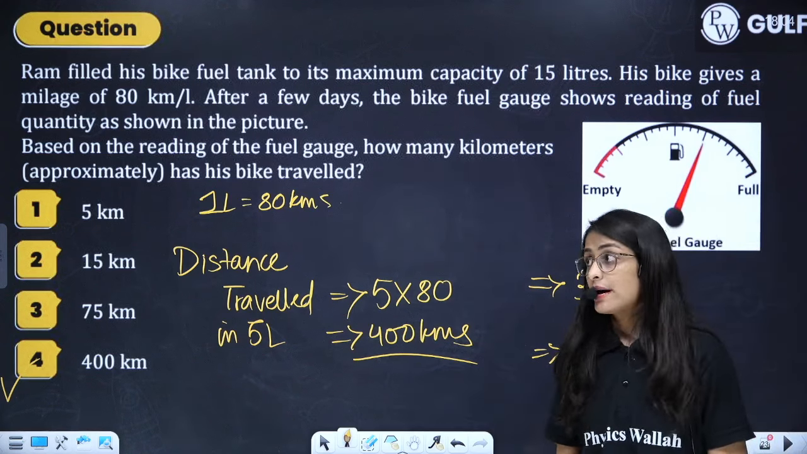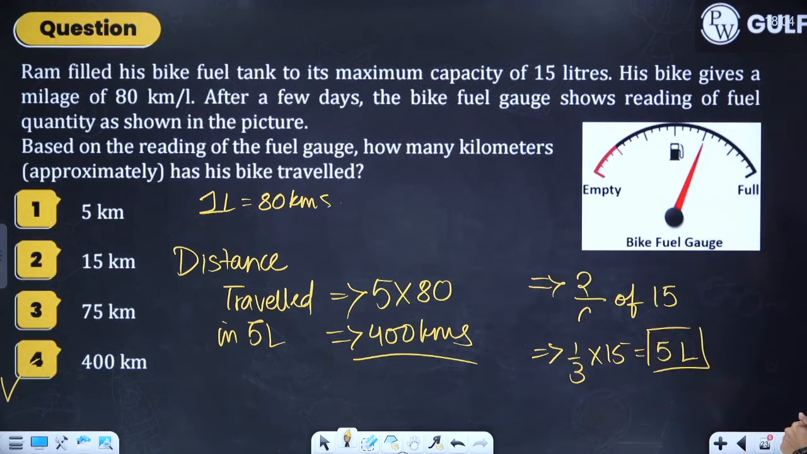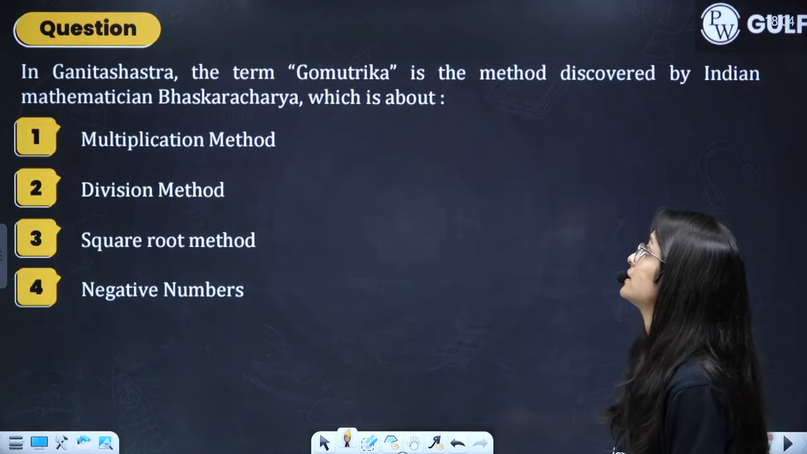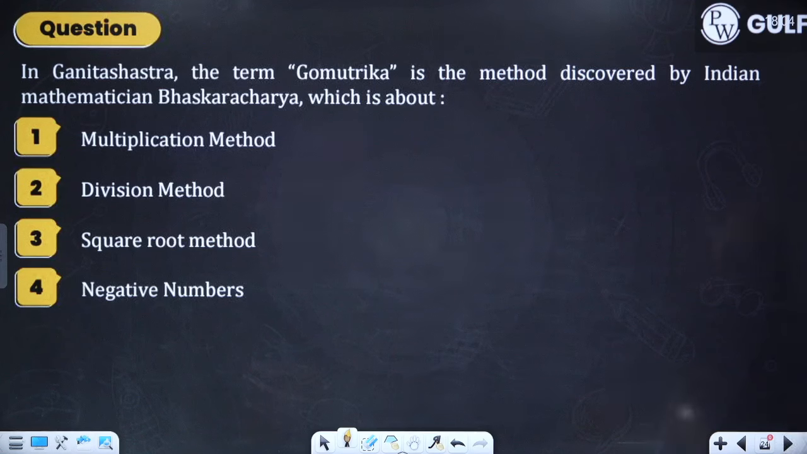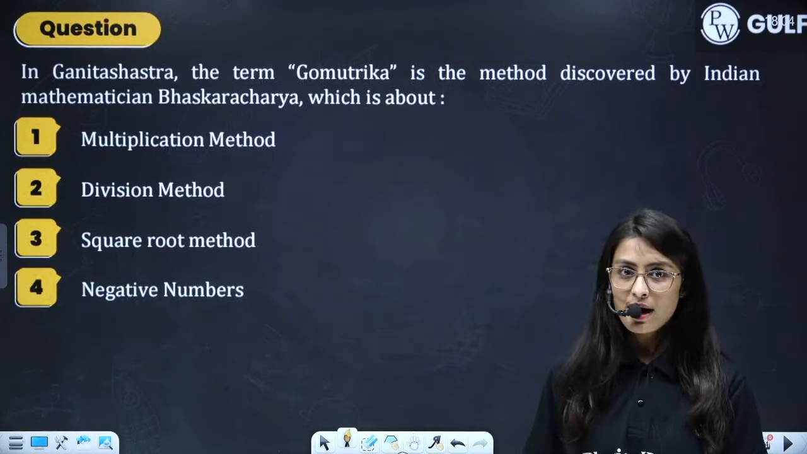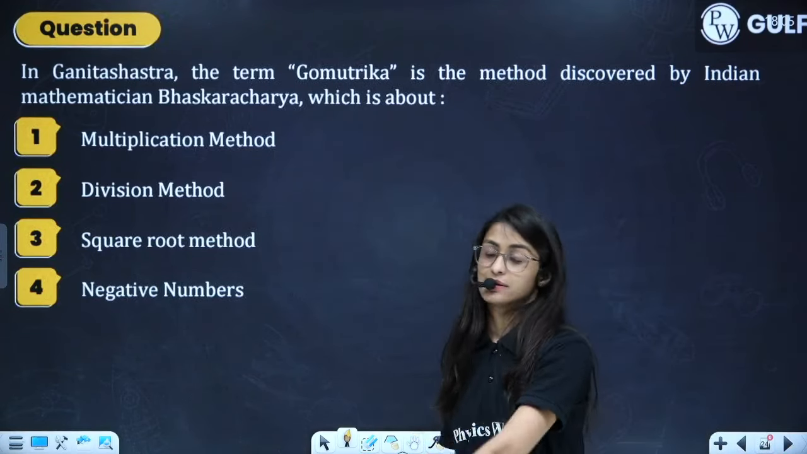Moving forward, I hope this question is clear. In Ganit Shastra, the term Gomutrika is a method discovered by Indian mathematician Bhaskaracharya, which is all about the multiplication method.